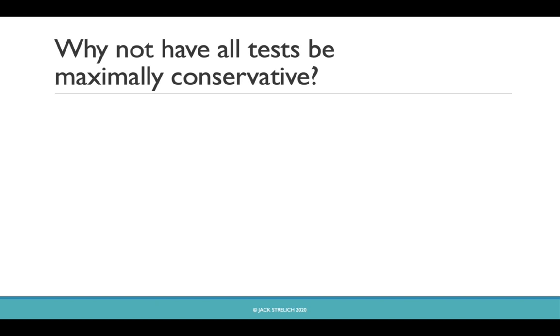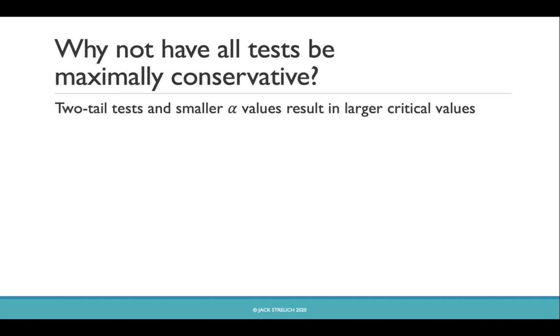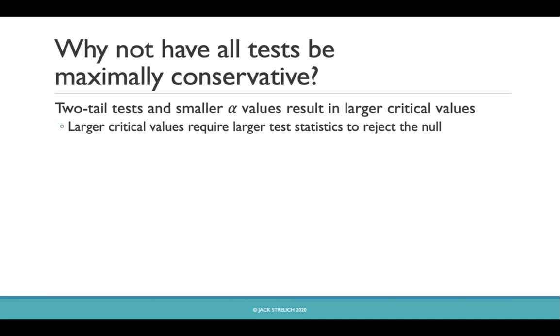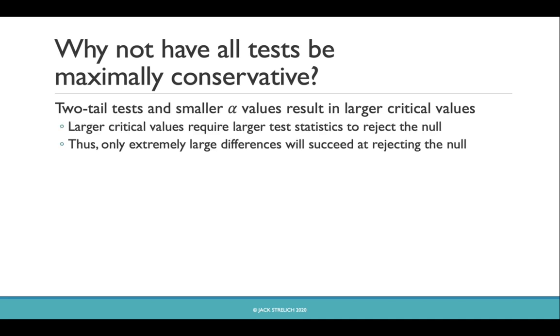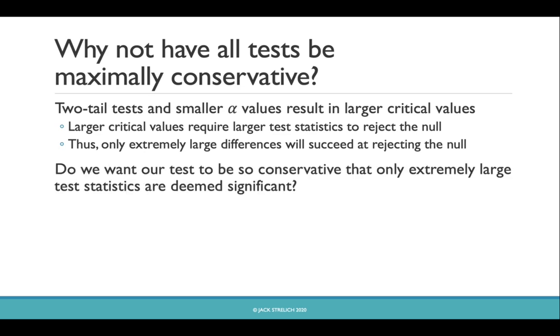So you might ask, if we're concerned about type 1 error, why not have all tests be maximally conservative? As we discussed, using two-tailed tests and smaller alpha values result in larger critical values. Larger critical values require larger test statistics to reject the null. Thus, only extremely large differences will succeed at rejecting the null. So the question becomes, do we want our test to be so conservative that only extremely large test statistics are deemed significant? And this really depends on what question we're asking.